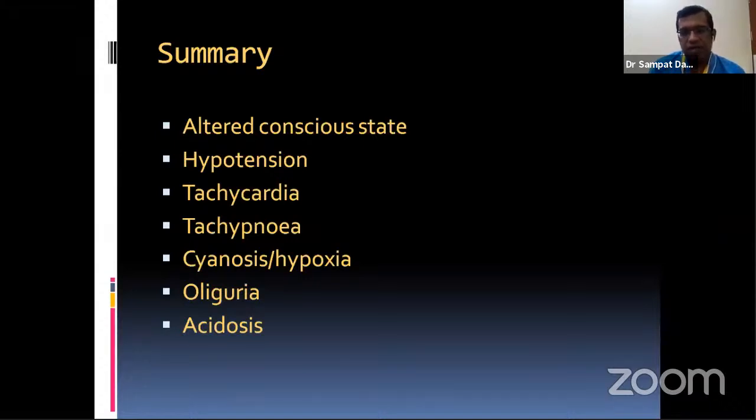Tachypnea, any patient where the respiratory rate is more than 30, is going bad and is to be shifted. Any type of hypoxia or cyanosis, where you see bluish discoloration of the lips or the tips of the fingers, is bad. A patient not passing urine is bad, and acidosis on ABG is obviously bad.